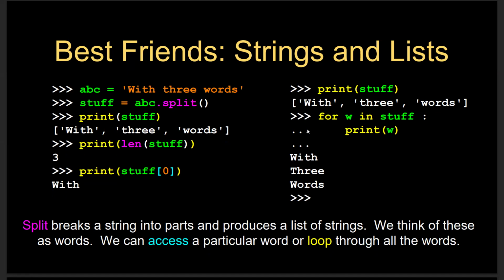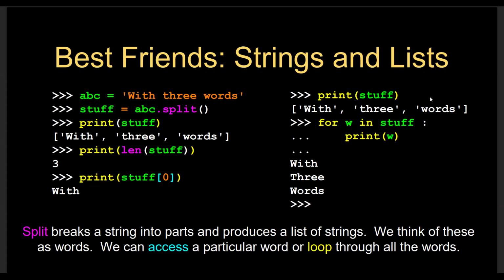Whenever you print stuff after splitting the string, you will get the list with three words like that. Suppose I want to iterate through this and print each one on a new line. Here I am using a loop: for w in stuff, print w. Here w is the iteration variable. It is iterating through each word, so whenever I print w, it prints each word on a new line.